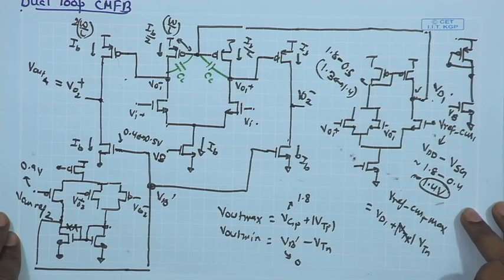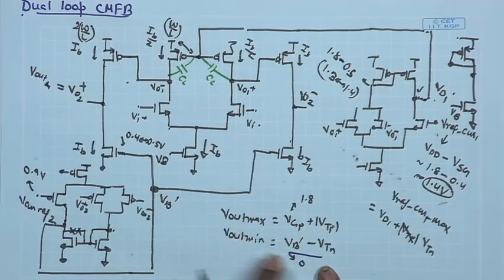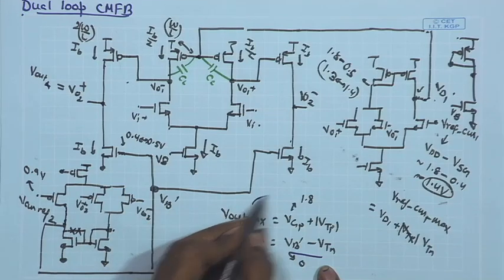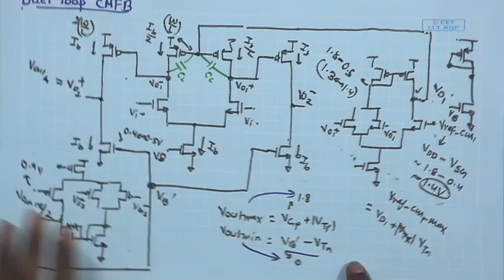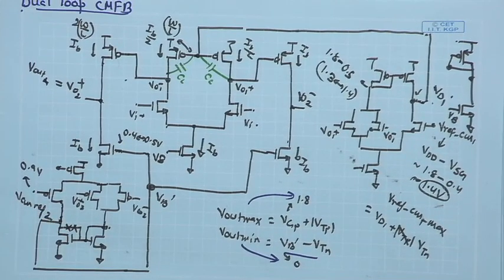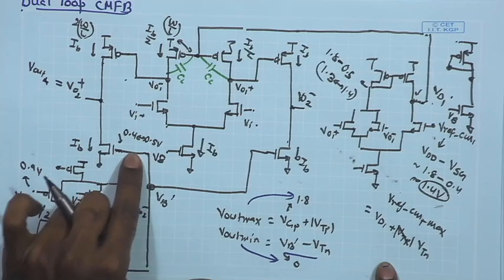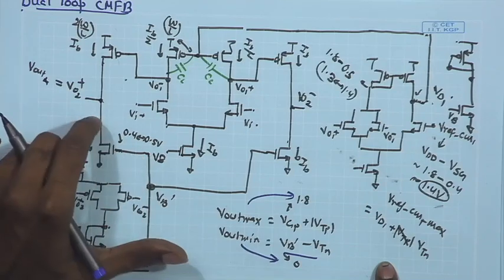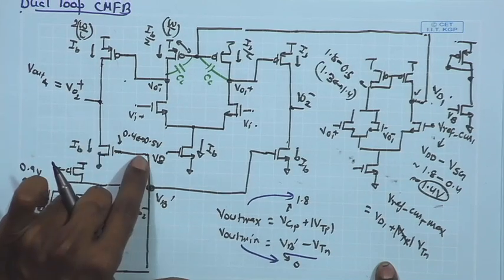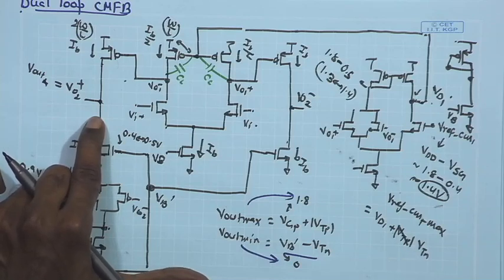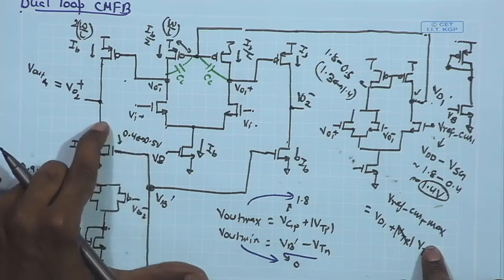V out min, the minimum value it can acquire is close to 0. So gate voltage VB, corresponding to that, what is the minimum voltage you can have at the output? That is VG of this minus VT. VT is also close to 0.4, 0.5 volt, so it can go all the way close to 0.